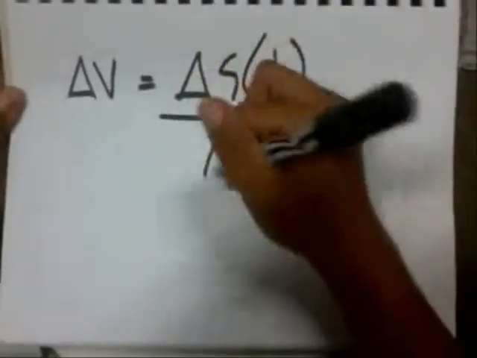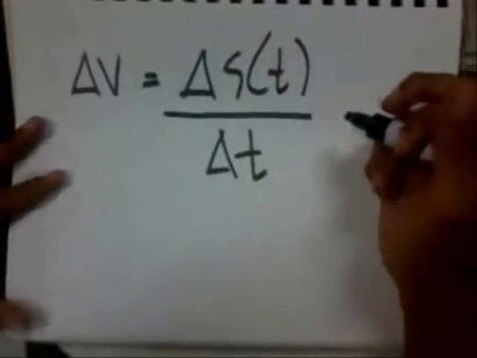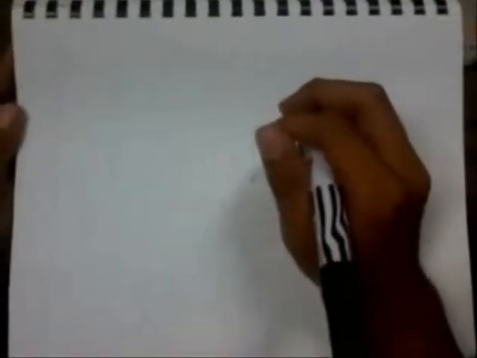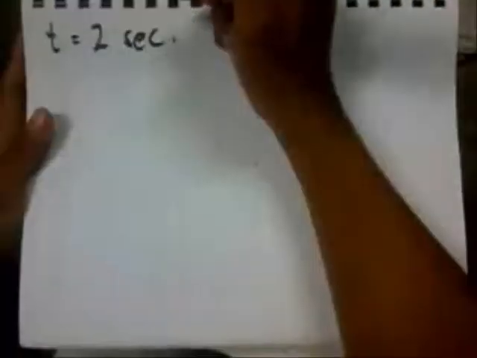To find the average velocity on the interval 1 and 3, we use the formula: average velocity is equal to the change of s of t over the change of time at the given interval t sub 1. To find the instantaneous velocity when our time is equal to 2 seconds, we first have to differentiate our given position function.